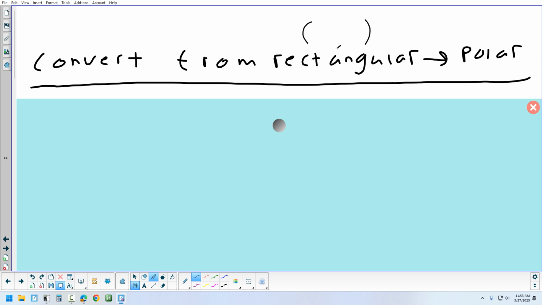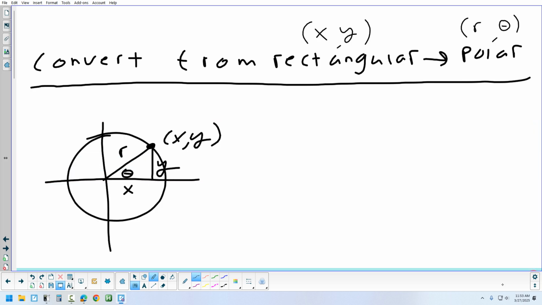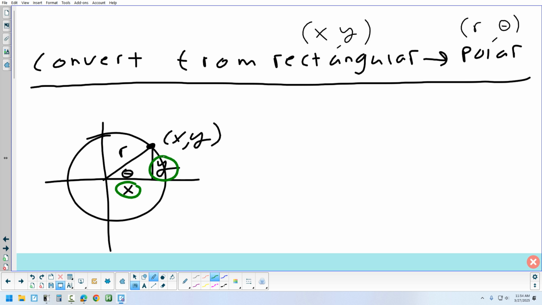In rectangular, what are the 2 pieces of your coordinate? Excellent. X and Y. In polar, you don't want X and Y. Now we want X and Y to disappear. We want to turn that into an R and a theta. Okay, so I've got the same kind of diagram again. These 2 pieces of information will be given.